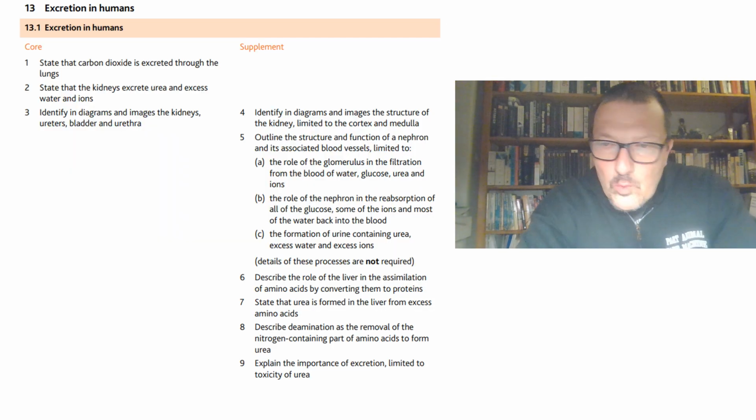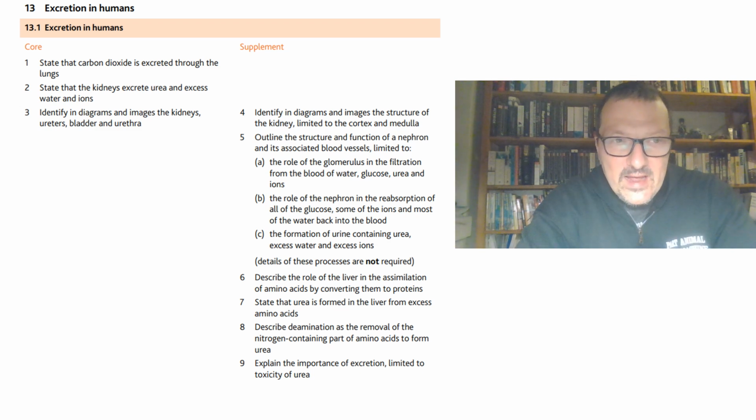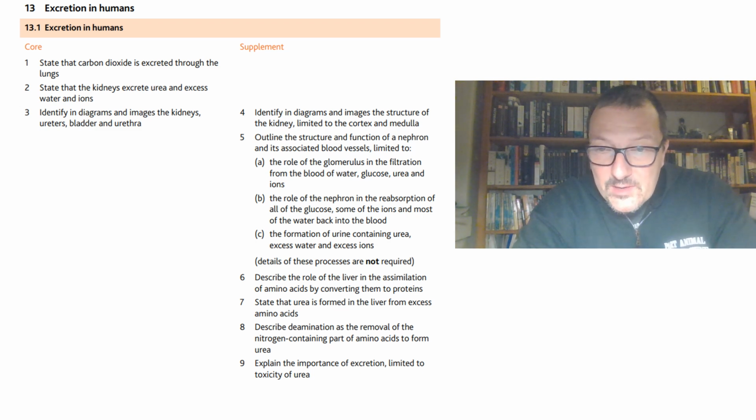As always, when you're working with Cambridge IGCSE, it's a very good idea to look at the syllabus. Pretty much everything you need to know about a given subject is in the syllabus. And quite interesting, this is one of the parts of the biology syllabus where there's a huge difference between the core and the extended or supplement.